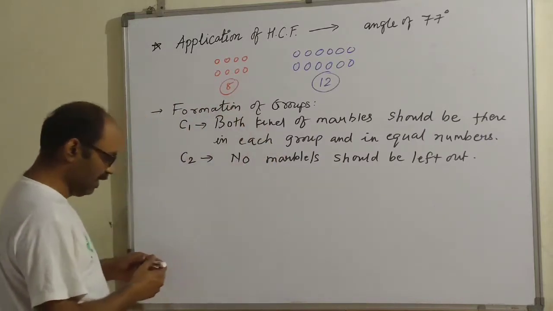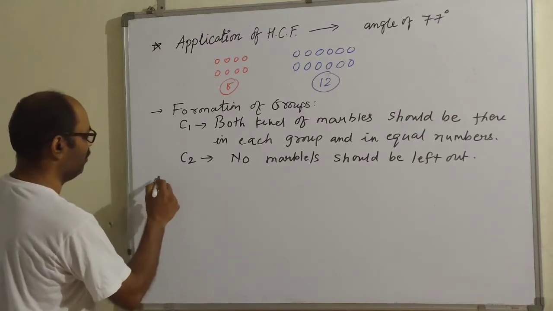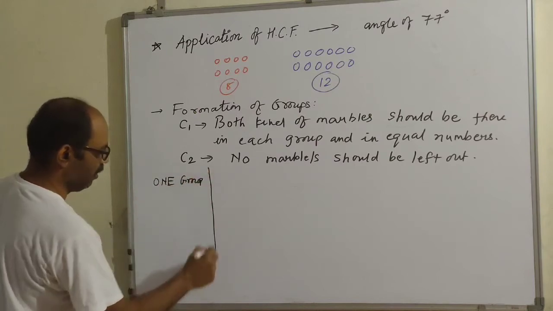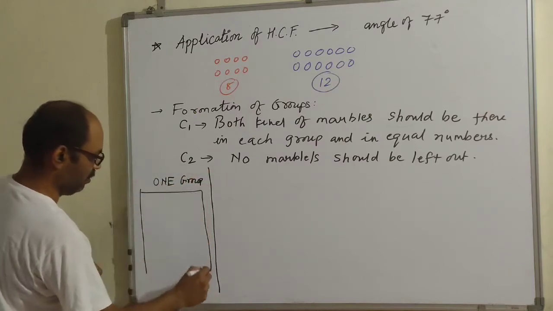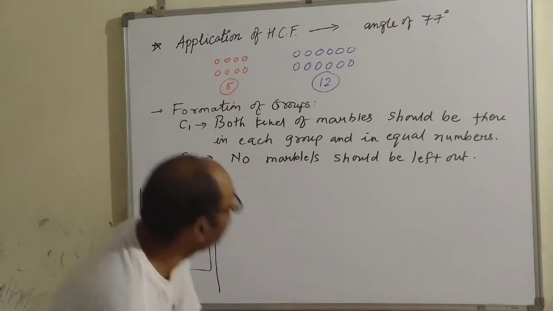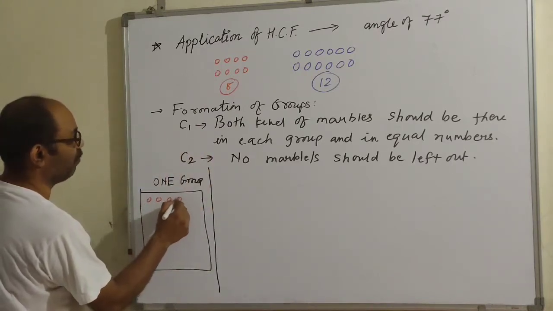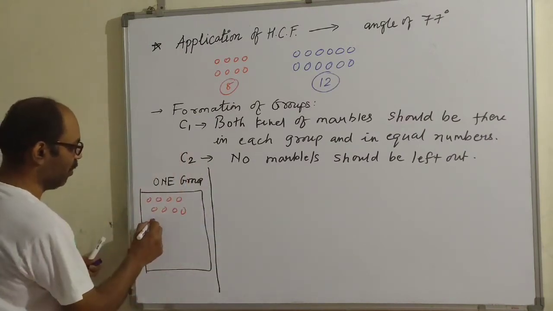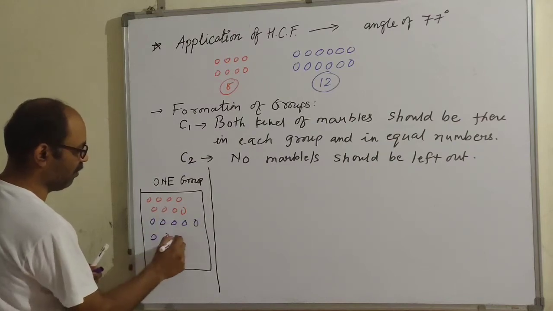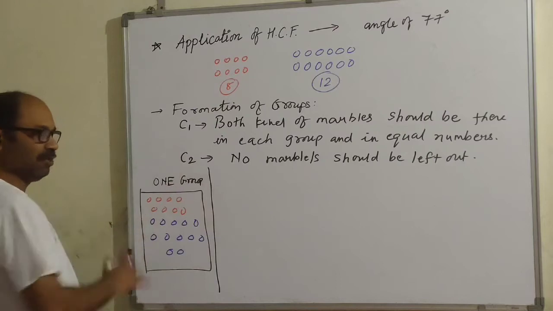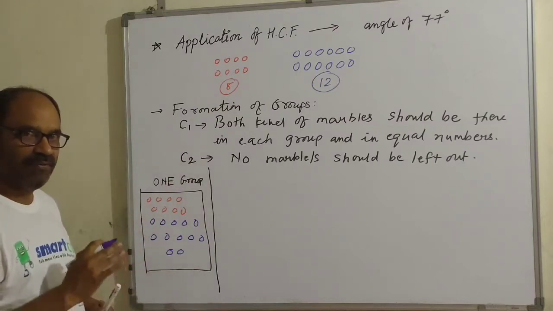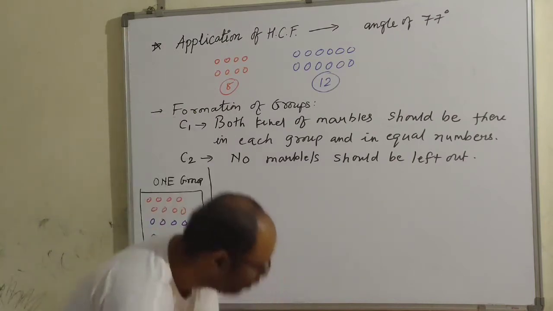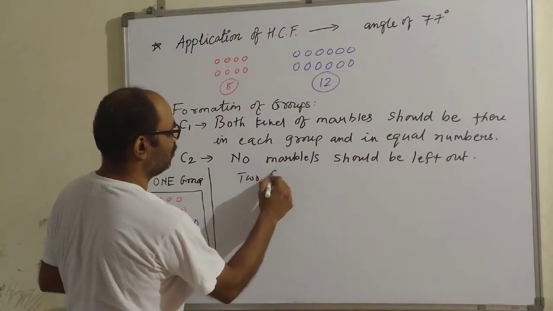Okay. Let's see. One group. Only one group. And in that, see, all 8 red marbles I am getting. 1, 2, 3, 4, 5, 6, 7, 8. And all blue marbles I am getting. 1, 2, 3, 4, 5, 6, 7, 8, 9, 10, 11, and 12. So this is formation of one group. Now you can also form 2 groups. So when you form 2 groups, what happens?